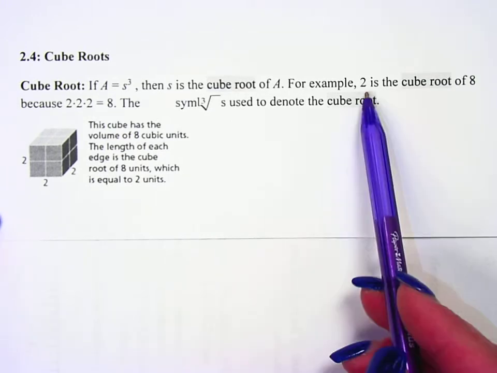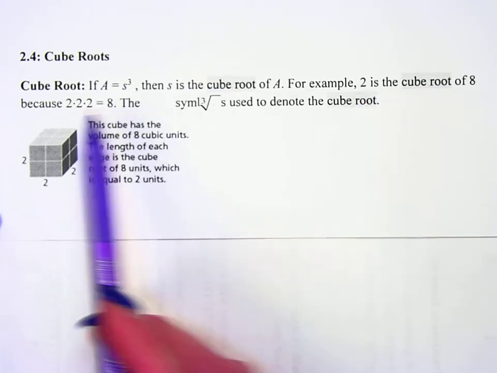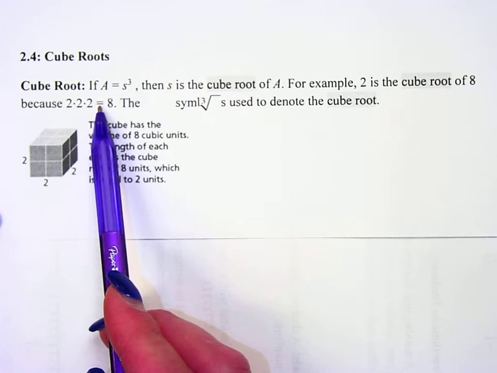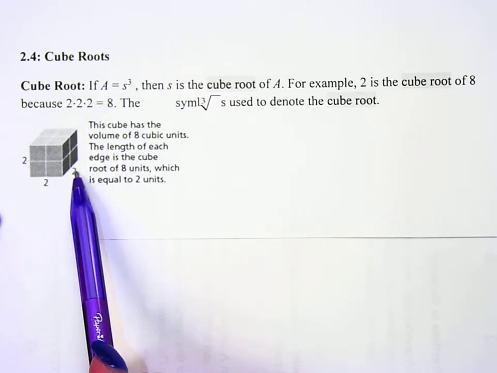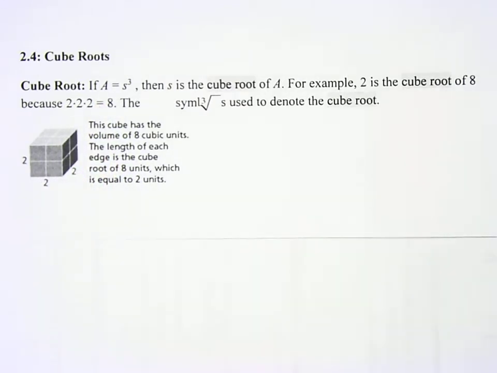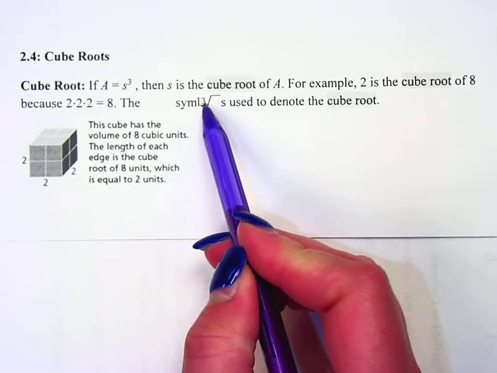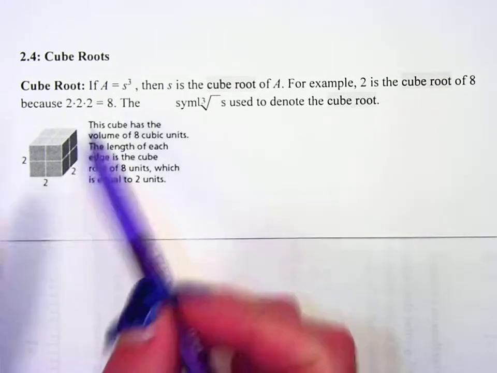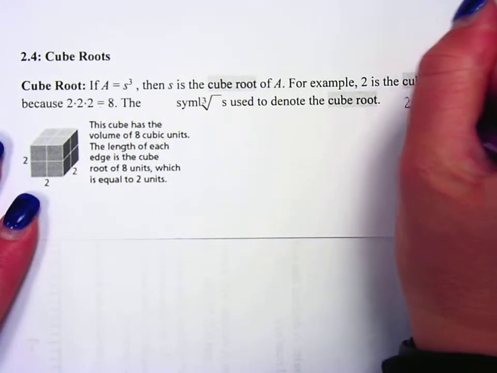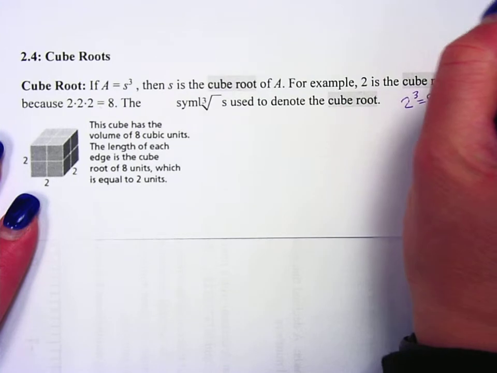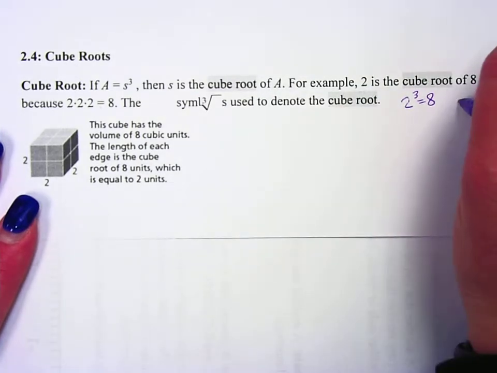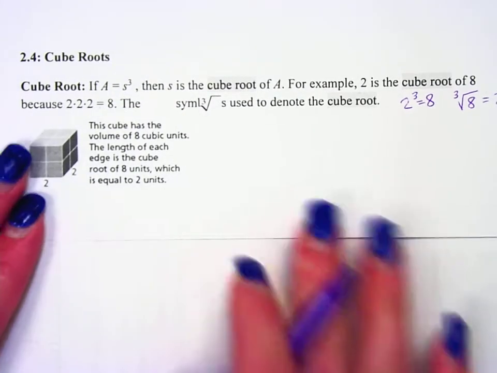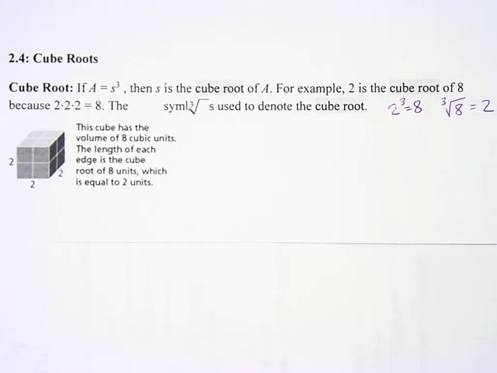Okay, so for example, 2 is the cube root of 8, meaning if I did 2 times 2 times 2, I would have a three-dimensional box that had 8 cubes inside for the volume. The symbol with the little 3 inside the square root is when I'm working backwards. So in this example, we said 2 to the third power equals 8. So then if I did the cube root of 8, that would equal 2. Those are how they go back and forth between each other.